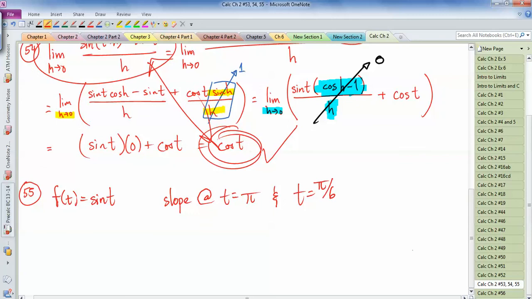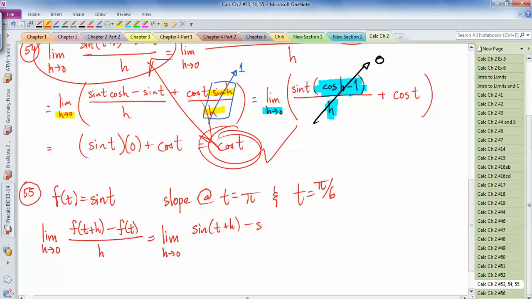Well, the slope, think about it. The slope at a specific point, we're going to do the limit as h goes to 0 of f(t plus h) minus f(t) over h, where t is pi and t is 5 pi over 6. Well, we already did it, because if I work this out in general form, that's going to be sine of (t plus h) minus sine of t all over h. That was number 54, which we just figured out was cos t. So this thing right here is the slope of sine t at whatever t value you want.